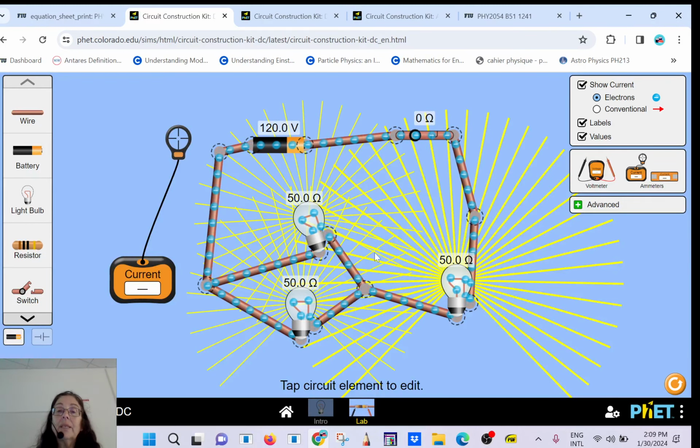So this one I can replace by a 25. And then it's followed by a series, so it's followed by a 50. So 25 and then a 50, they follow each other. So it's the same pipe. They are connected on the same pipe. You have a 25 and a 50 on the same pipe. So what's going to be the equivalent resistance? 75.